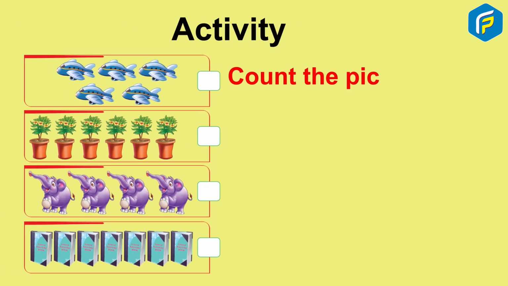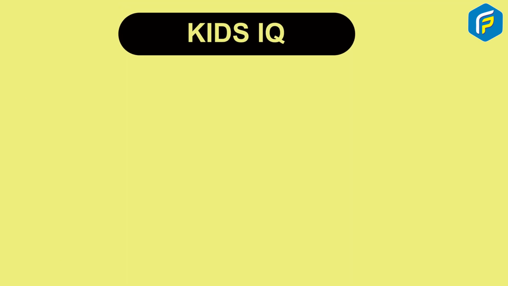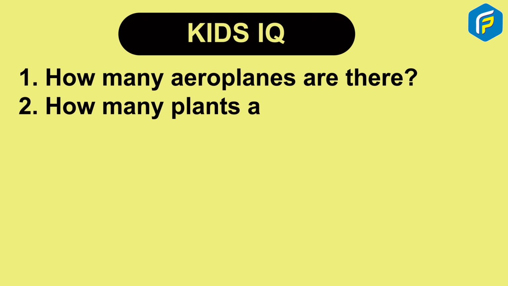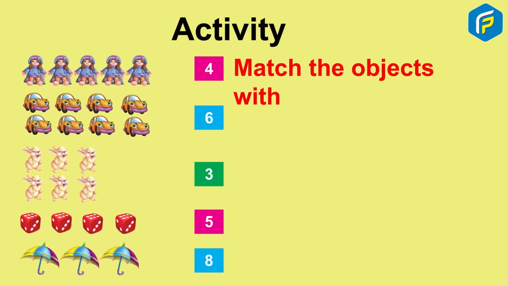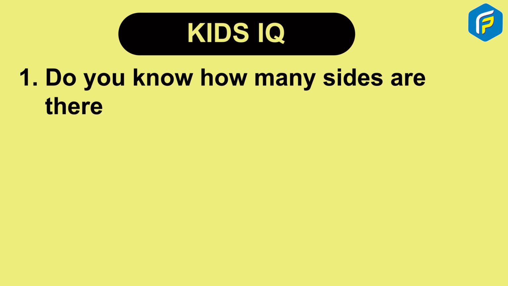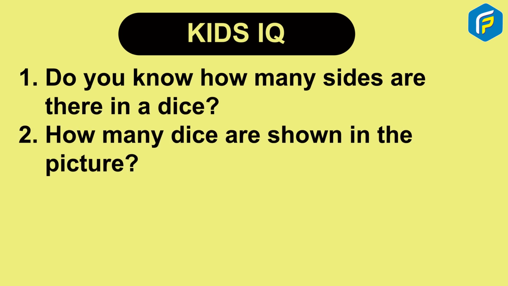Activity. Count the pictures and write the number in the box. Kids IQ. 1. How many airplanes are there? 2. How many plants are there? Activity. Match the objects with the number. Kids IQ. 1. Do you know how many sides are there in a dice? 2. How many dice are shown in the picture?